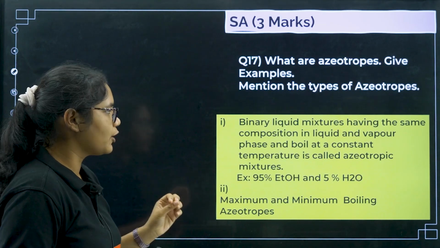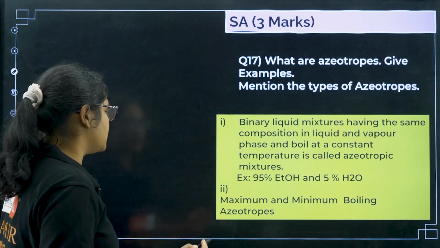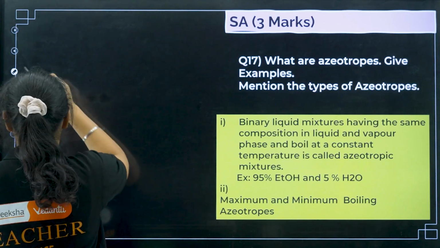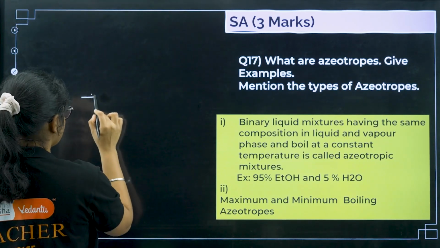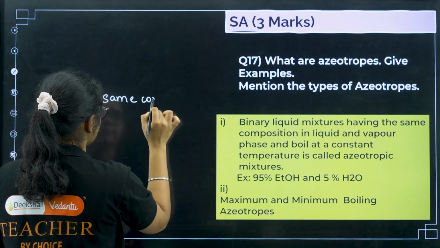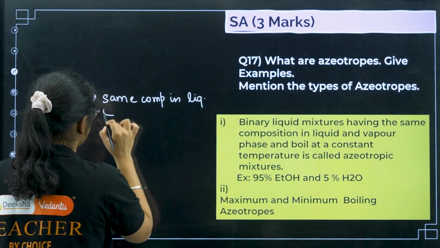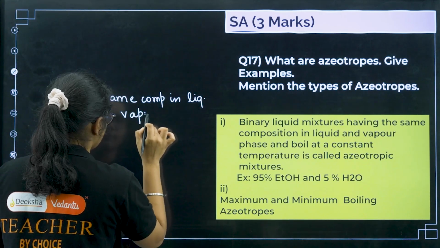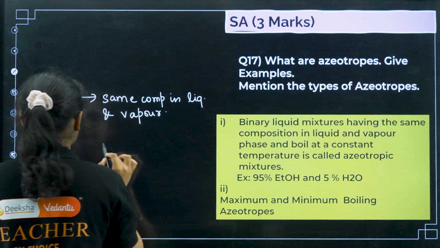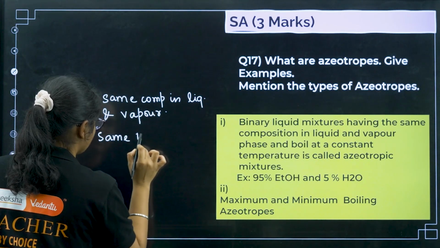What are azeotropes? Give example. Mention the types of azeotropes. Okay, so for azeotrope, first you should know some basic points of definition. Okay, I want to write in point wise so that you can remember. It has same composition, okay, in liquid and vapor phase. First thing. Okay, second point is it has same boiling point.